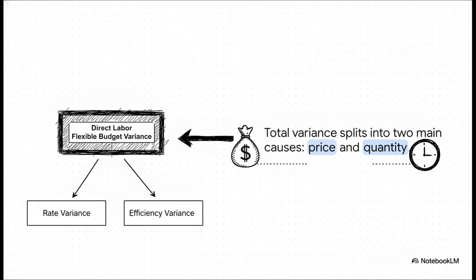This lays out our whole investigation perfectly. Our total variance, that big, scary number we started with, really just splits into two different causes. The first is all about price. How much did you pay your people per hour? We call this the rate variance. And the second is about quantity. How many hours did your team actually work? We call that the efficiency variance.